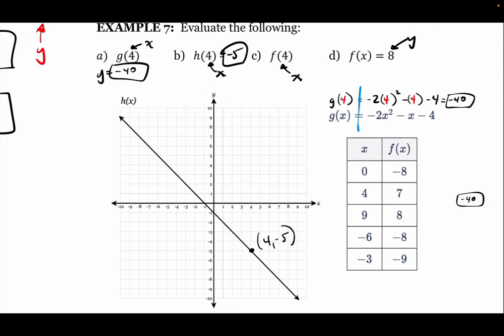F of 4. 7, right? D, they flip it. D, they say when y is 8. So that's over here, right? That's the table. So which one of these guys is 8? What's the x that goes with it? 9. Done.